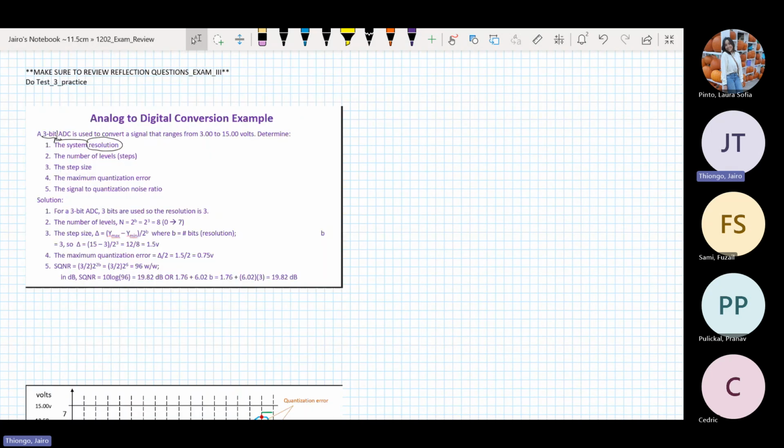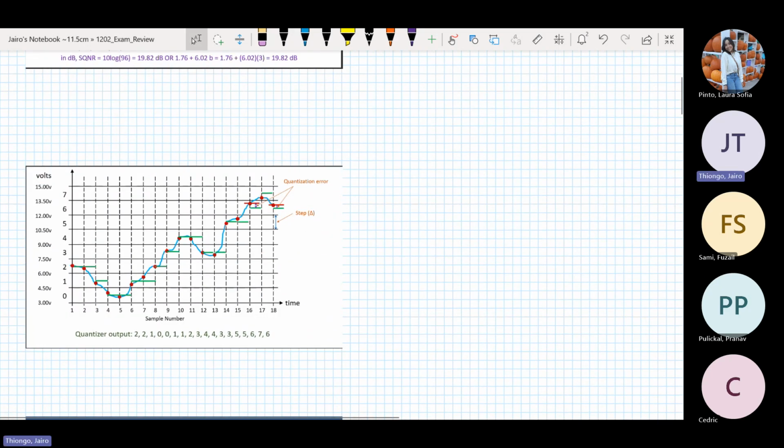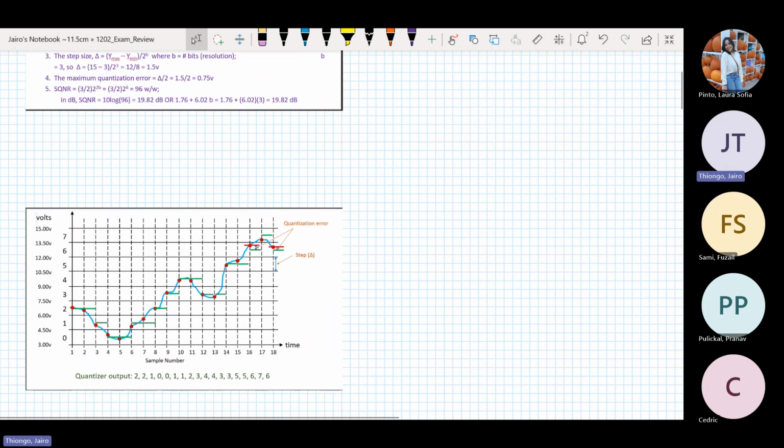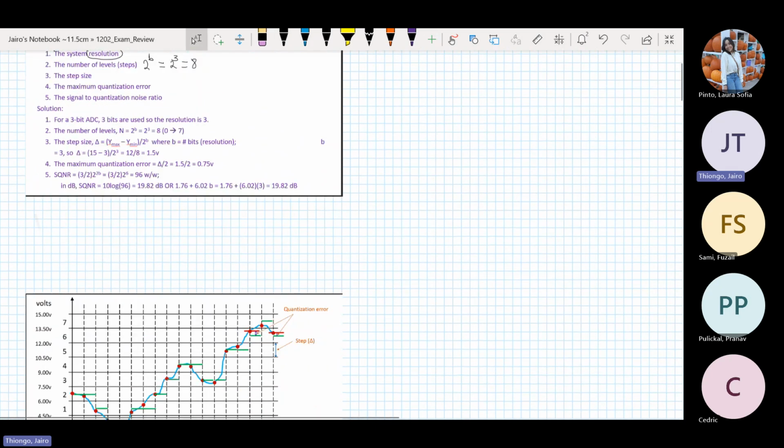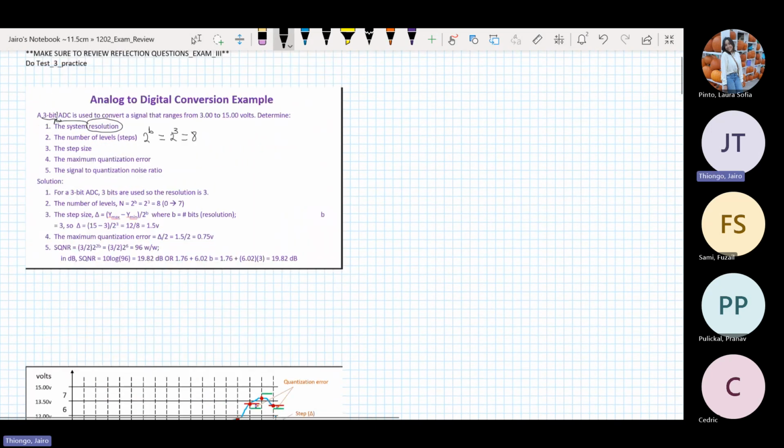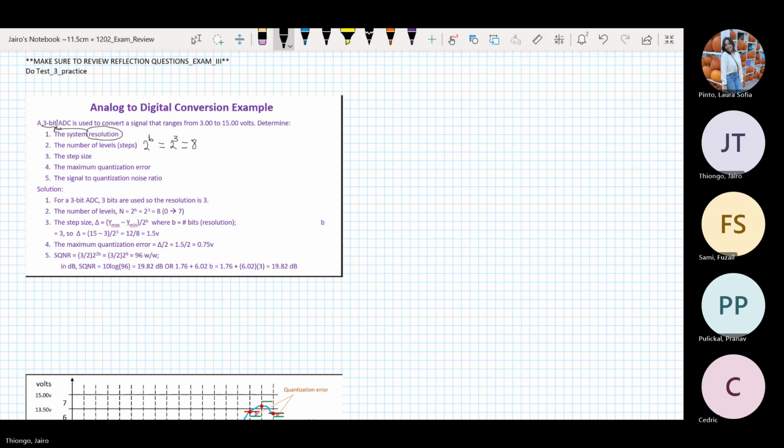For the number of levels, or rather the number of steps, it'll be 2 to the power of the resolution, or rather the number of bits. So 2 to the b, which is 2 to the 3 in this case, equals 8. Looking at a more visual way, this question happens to utilize the same concept. It has levels from 0 all the way to 7. If you count from 0 to 7, those are 8 levels. That will be the number of levels for this signal, the same as in this conversion example.